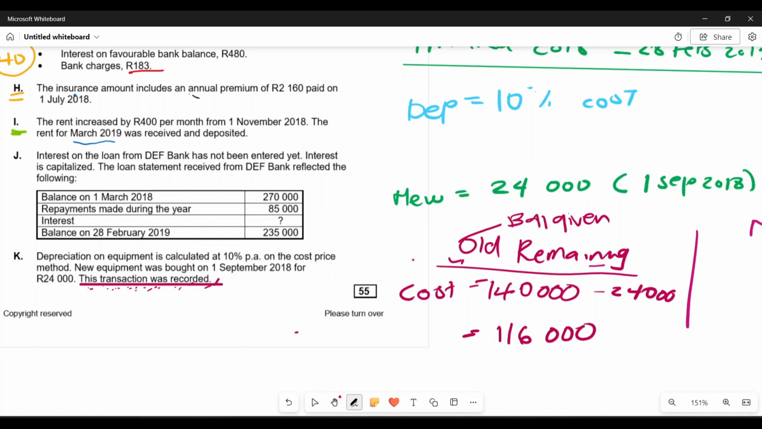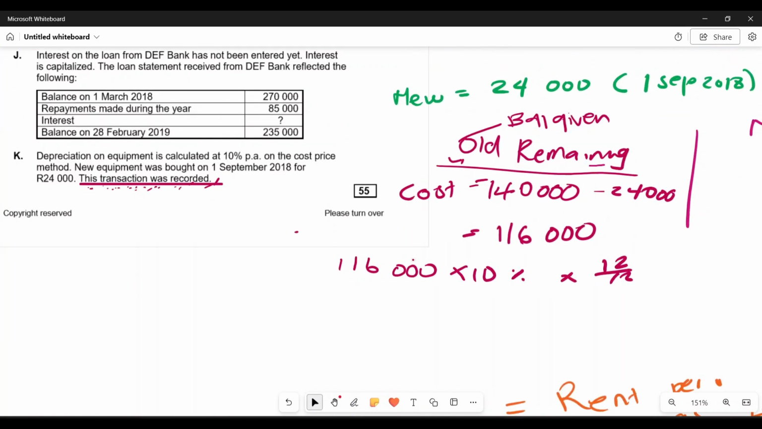Remember, using this cost, we need to calculate our depreciation, which is at 10%. Your old is always there for 12 months, so I'm going to divide by 12 over 12. Punching this into your calculator, your depreciation for your old should be equal to 11,600.